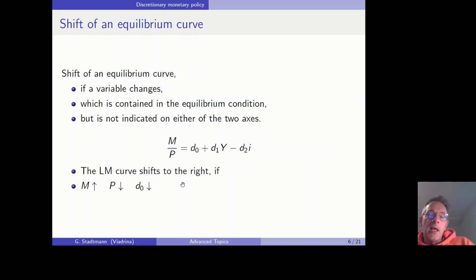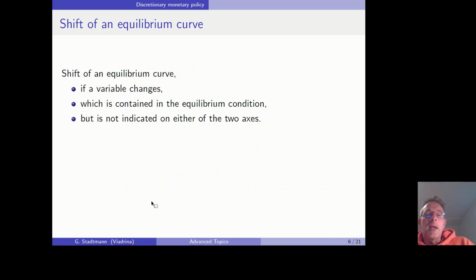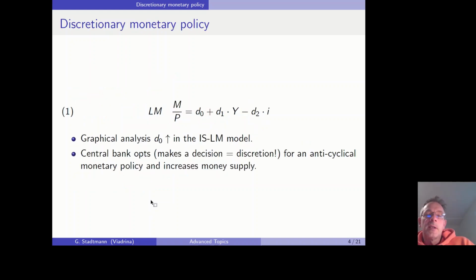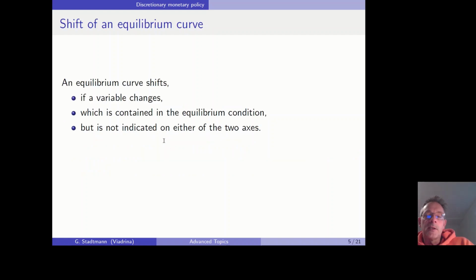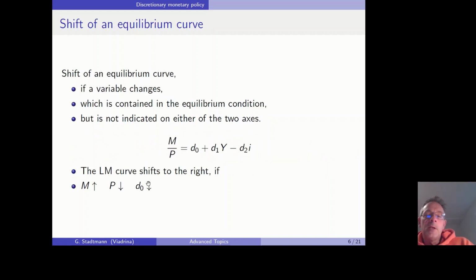When it comes to the LM relationship, the LM curve shifts to the right in case that money supply increases, in case that prices decrease, or in case that the autonomous component of money demand decreases. So the assignment question is to analyze this shock here. The autonomous component of money demand increases, so a positive money demand shock. And hence we know from this slide that the LM curve has to shift to the left.